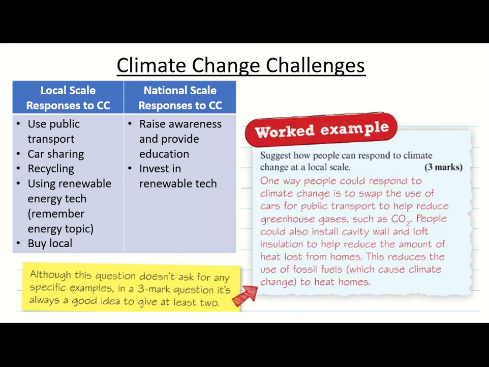Now, this is again a straightforward question which I'll leave on the screen for you to have a look at. Try and use examples in 3-mark questions because that's a good way to get exemplification. But this should actually say, suggest one way people can respond to climate change at a local scale, because this doesn't specify one way. It would be useful if they did, so that you know you've got to extend it a bit more. But have a little look at that and a read of that and the advice given.